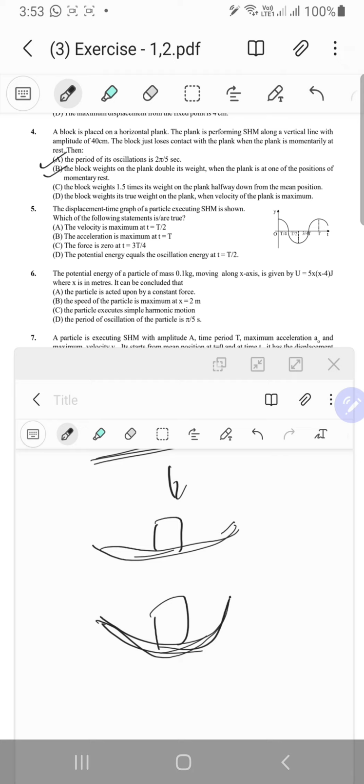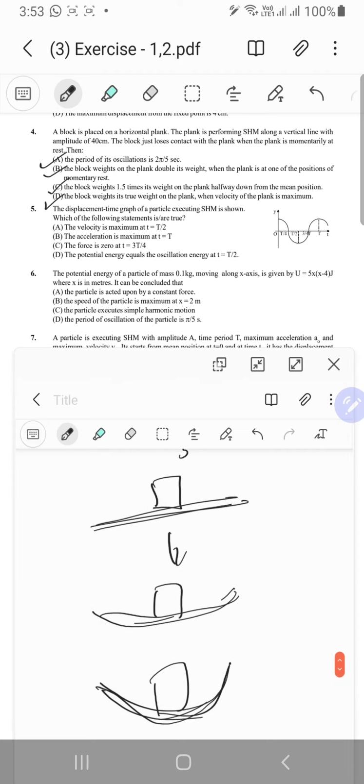Okay, the block weighs 1.5 times its weight on the plank halfway down from the mean position. Halfway down, yeah, the normal force is in fact that thing, so correct, no big deal. The block weighs its true weight on the plank, then the velocity of the plank is maximum. Yes, that's correct. It's going to be at the mean position, so it's correct. Sure, these two are the positions where velocity is 0, but here it's maximum.